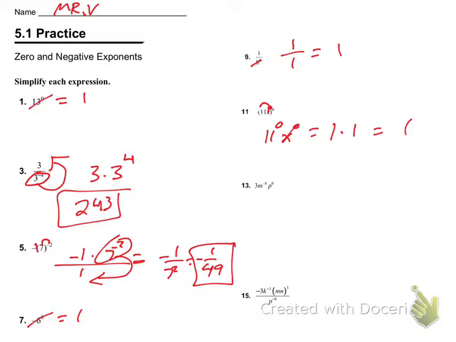So if you did that in your calculator, let's just say 11 times any number, right? So 11 times 3, right? And then you raised it to the 0 power, it's going to be 1 no matter what. Okay?